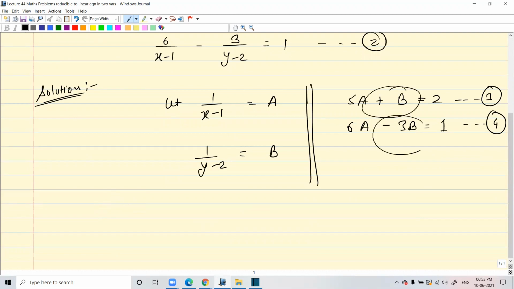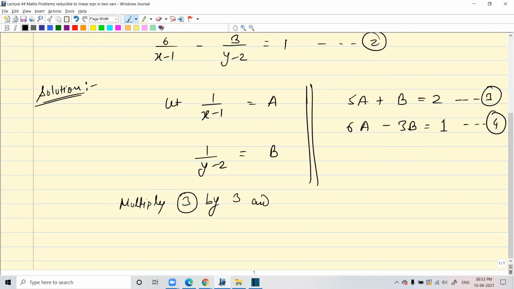You see there is a plus b here, there is a minus 3b. So I think it will be easy to eliminate b over here. Multiply the third equation by 3 and then add the result to the fourth one.